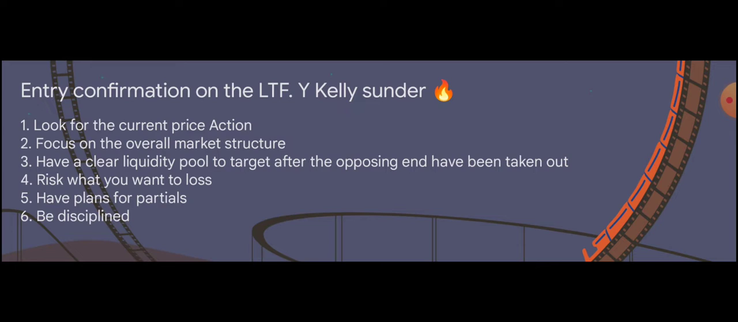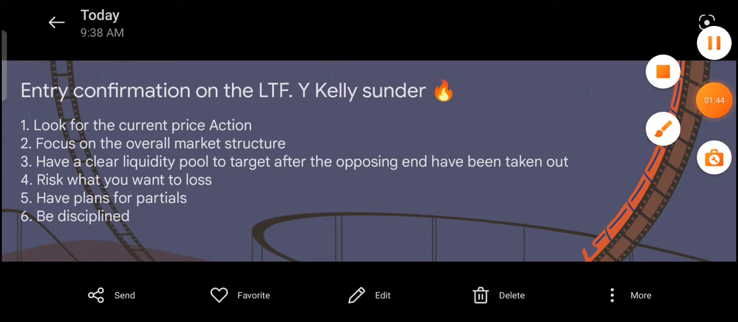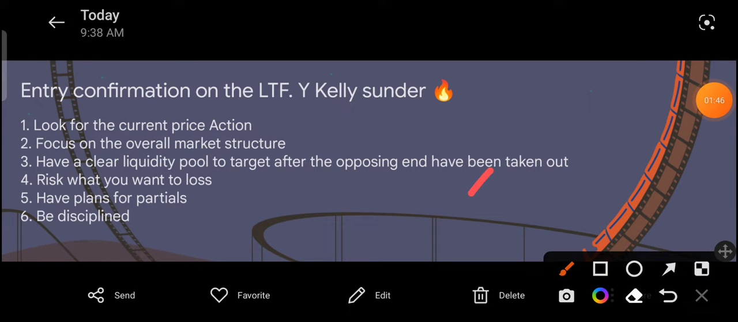Also have a clear liquidity pool to target. You have a clear liquidity pool to target after the opposing end has been taken out. I'll still explain this. Risk what you want to lose, maybe a 20 pips or 25 pips stop loss. Then have plans for partials, a level where you wish to take partial profits, maybe half or anything. Then be disciplined. I'll be explaining all this.